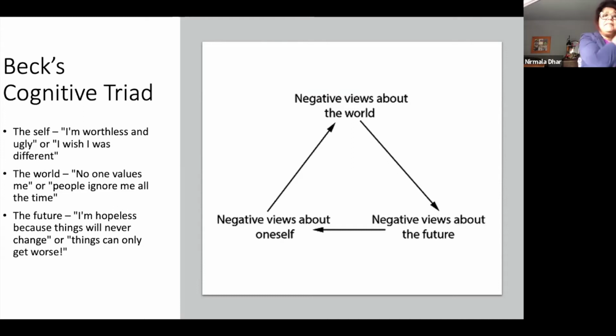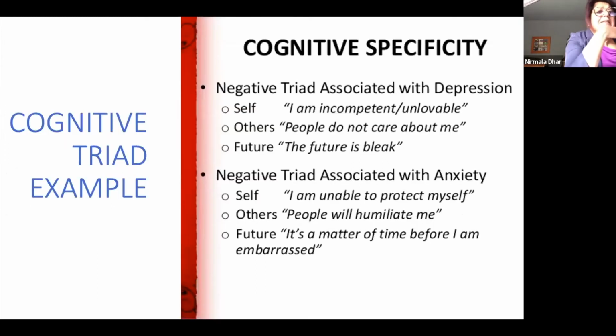Next slide. I'm giving you some more examples about this triad. So for depression, for yourself, you'll be saying, I'm incompetent, I'm unlovable. For others, people do not care about me. That would be the present. And future, the future is bleak, or the future is dark. Nothing's going to change. You can see why people sometimes get desperate and take their own lives when this is what they are dealing with.